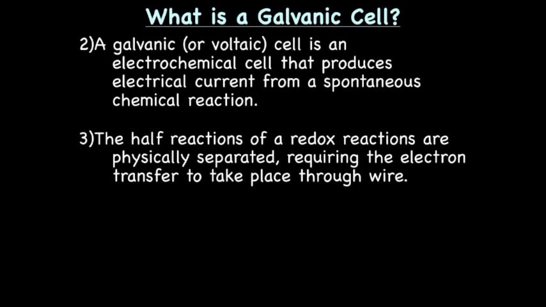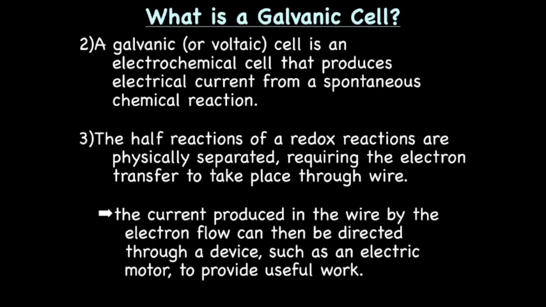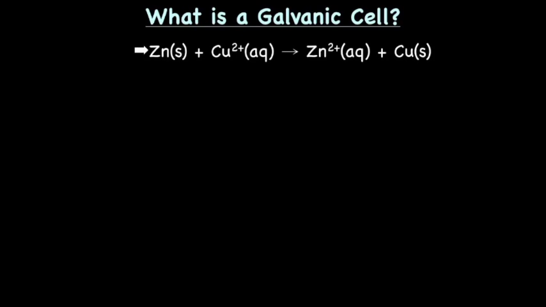What we do is that the half reactions of a redox reaction are physically separated. Not just on paper, but actually physically separated, the actual reaction itself, not just the equation we use to write the reaction. And this requires electron transfer to take place through a wire as opposed to through the solution. The current produced by the electron flow in the wire can then be directed through a device such as an electric motor or a light bulb, to provide useful work. Using our same redox reaction again, zinc is being oxidized, transferring electrons to the copper. Copper is accepting the electrons to become copper solid.